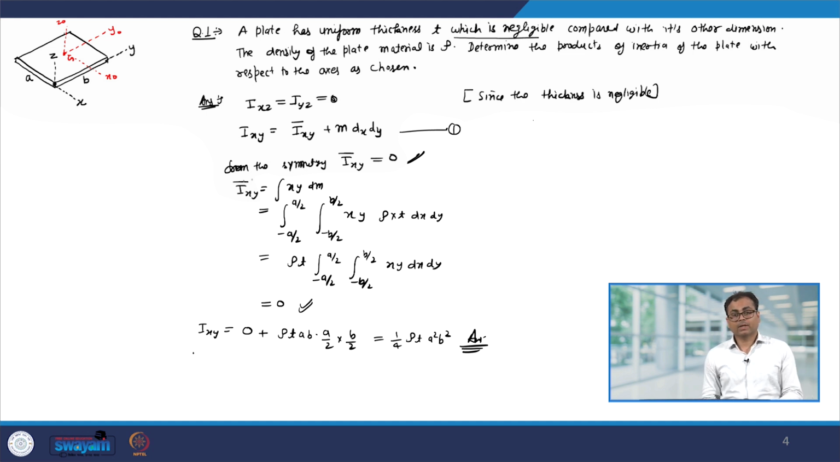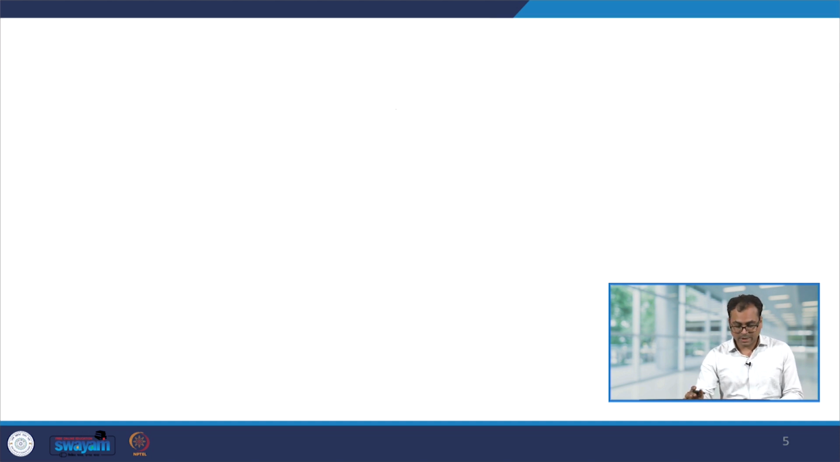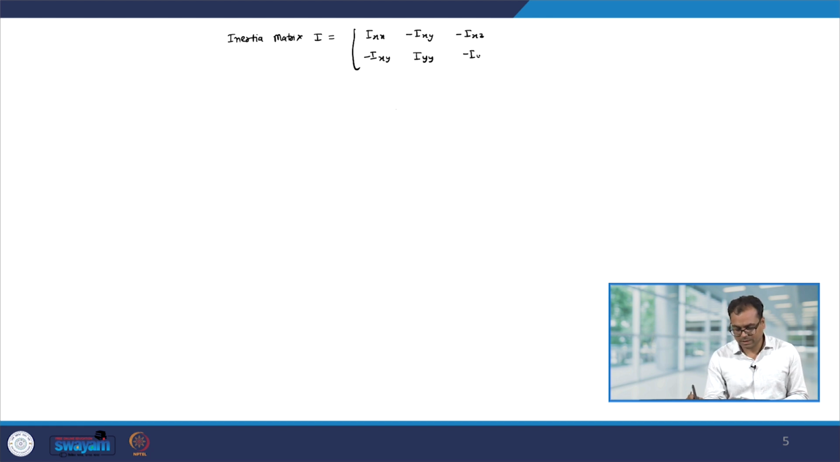Now, let us come back to the discussion of the moment of inertia about an arbitrary axis. We saw that the inertia matrix I was I x x, minus I x y, minus I x z; minus I x y, I y y, minus I y z; minus I x z, minus I z y and I z z. Now, let me write down the definition of the principal axis of inertia.